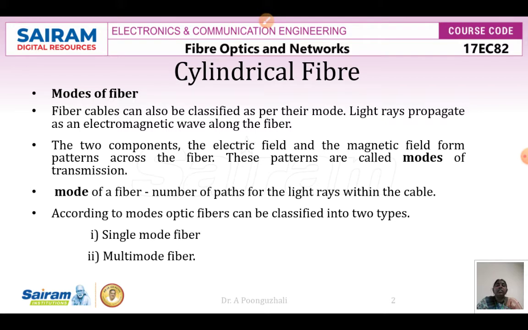In this case, a cylindrical fiber is going to be analyzed in a two-dimensional form. So here the fiber cables are going to be classified as per the mode. Light rays are going to be propagated as electromagnetic waves inside the fiber. The electric field and the magnetic field patterns are going to exist across the fiber. When electric field and magnetic patterns exist across the fiber, these patterns are called the modes of transmission.